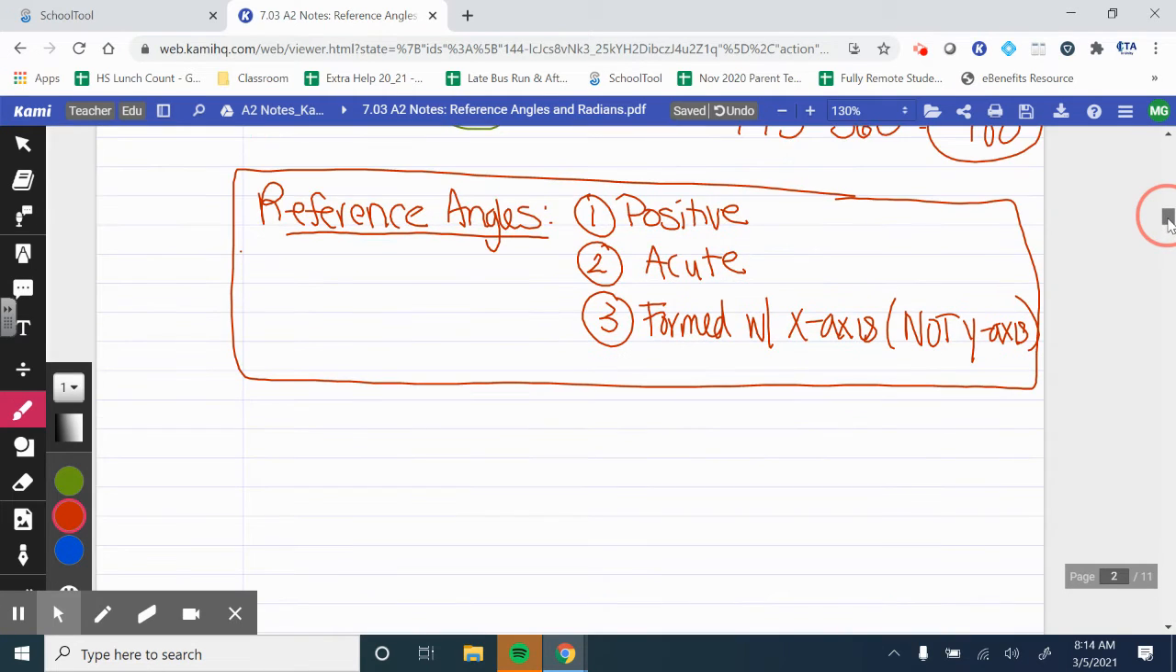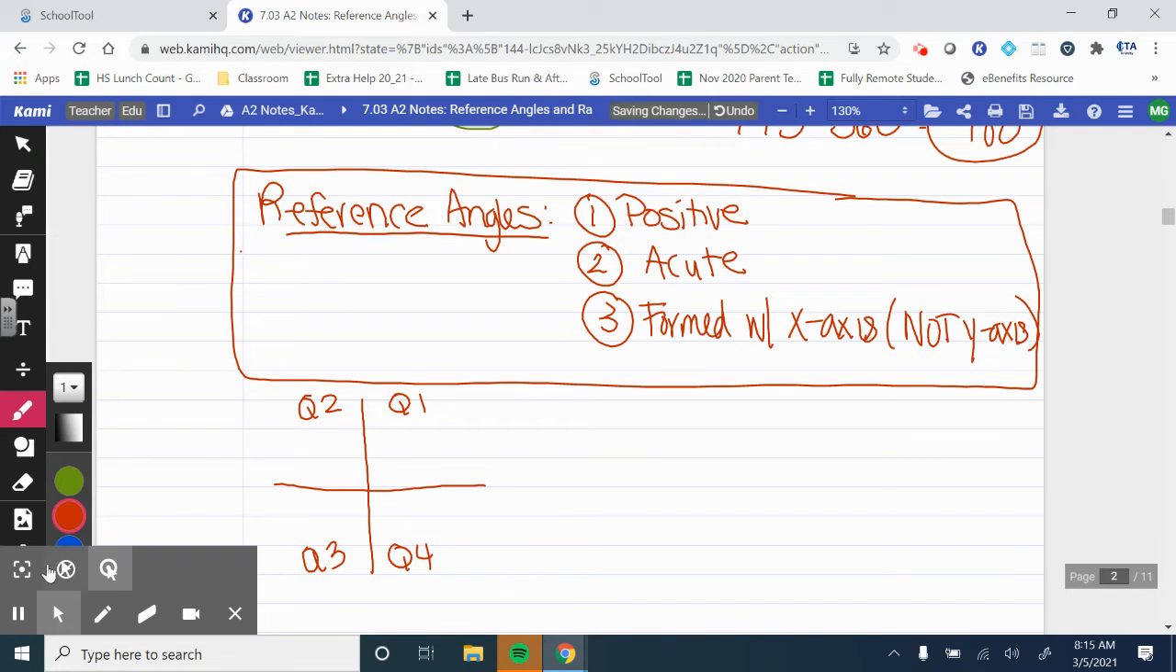So it's a little bit different of how we're going to find a reference angle depending on what quadrant it's in. So if you are in the first quadrant, 1, quadrant 2, quadrant 3, and quadrant 4. So if you're in quadrant 1, then that angle would be positive, acute, and formed with the x-axis. So that would just be itself. So in quadrant 1, the angle is whatever your reference angle is. It's the same.